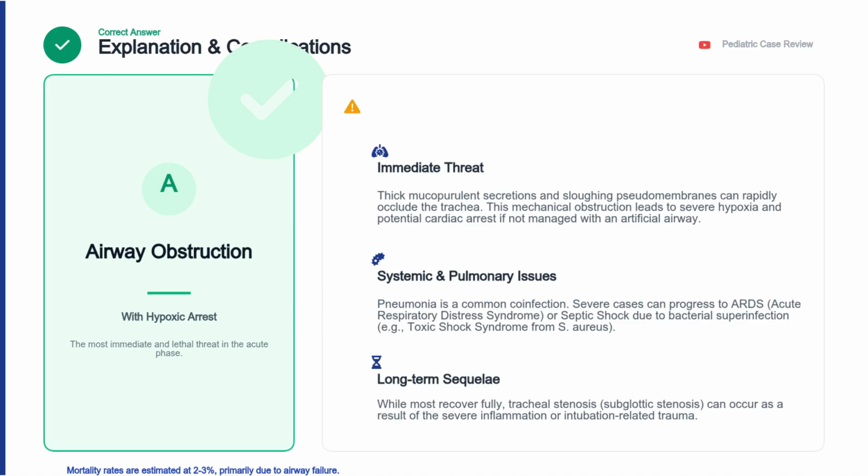Other serious complications include acute respiratory distress syndrome, aspiration pneumonia, pneumothorax, septic shock, toxic shock syndrome, and post-intubation tracheal stenosis. The mortality rate, historically as high as 20%, has decreased significantly with modern aggressive airway management and appropriate antibiotics.